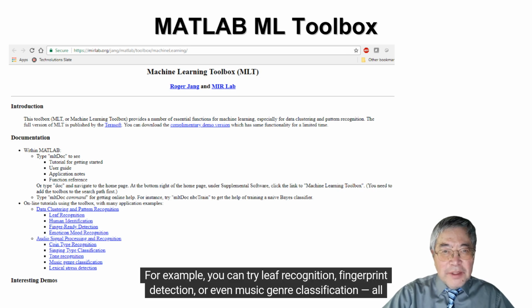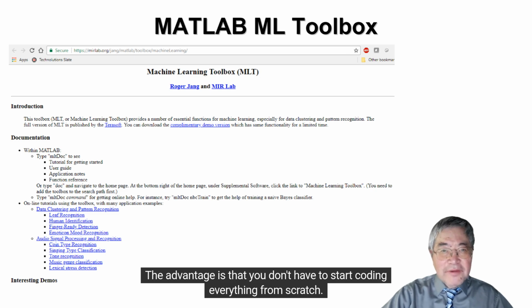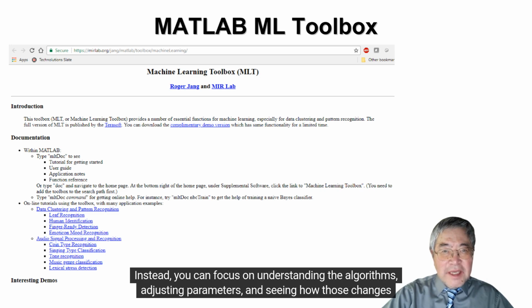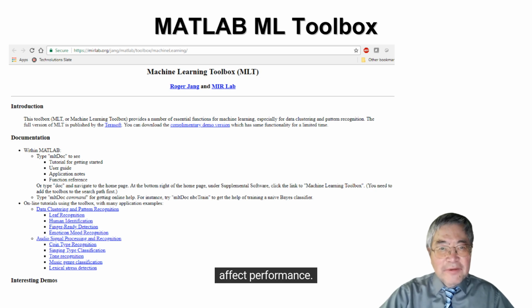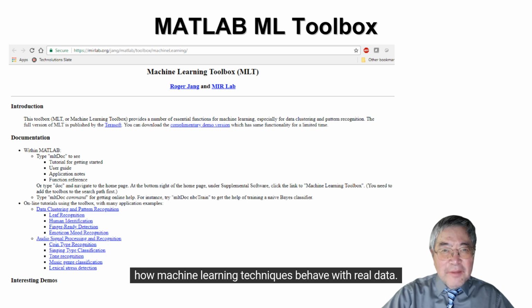For example, you can try leaf recognition, fingerprint detection, or even music genre classification, all with the same framework. The advantage is that you don't have to start coding everything from scratch. Instead, you can focus on understanding the algorithms, adjusting parameters, and seeing how those changes affect performance. This makes it an excellent platform for quickly testing ideas, prototyping solutions, and getting a feel for how machine learning techniques behave with real data.